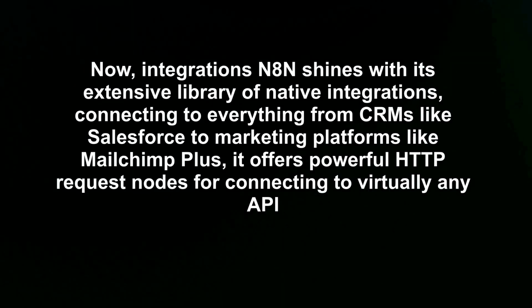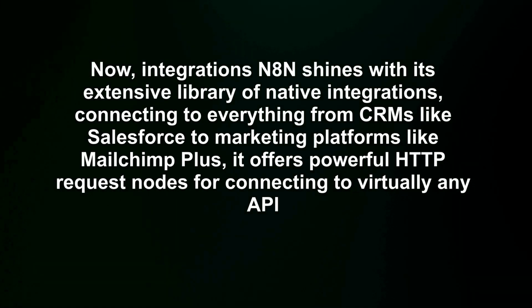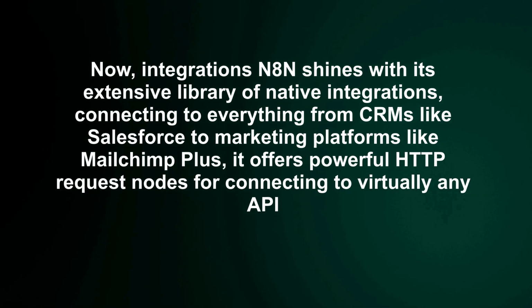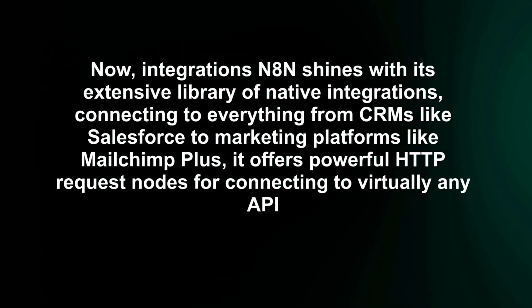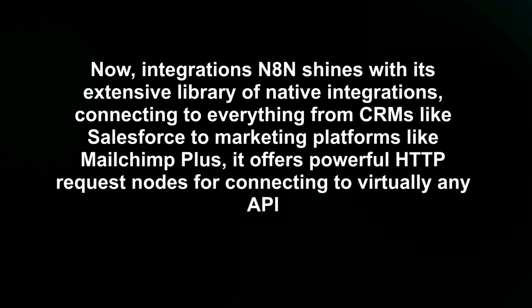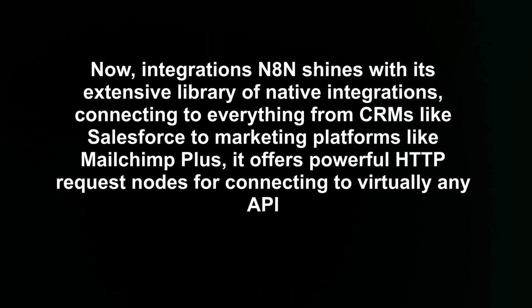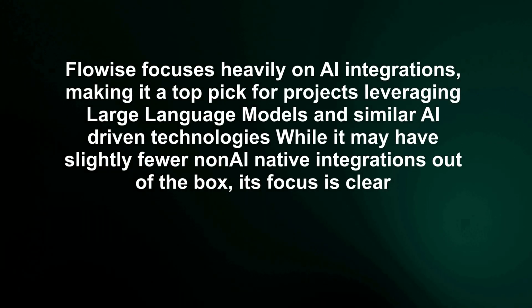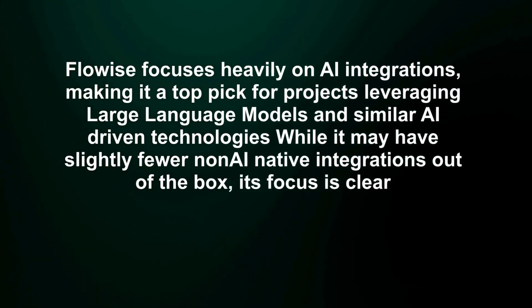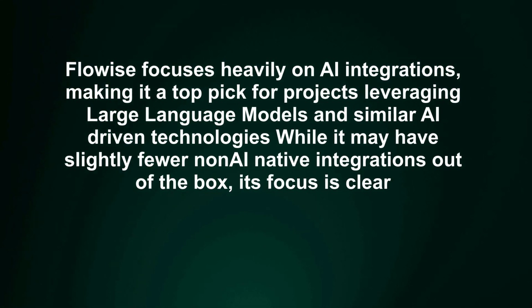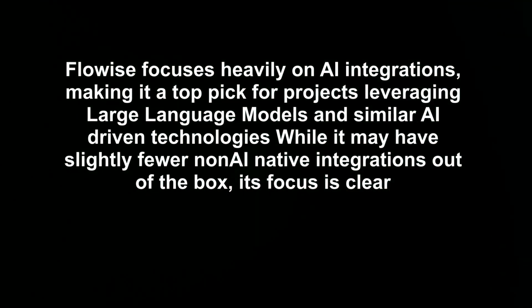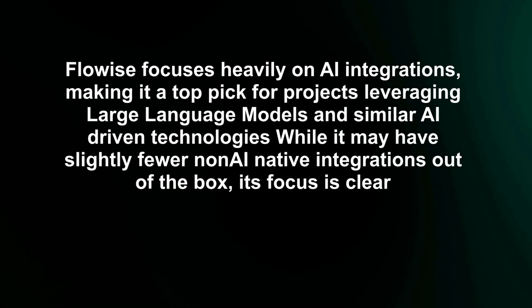Now, integrations. N8N shines with its extensive library of native integrations, connecting to everything from CRMs like Salesforce to marketing platforms like MailChimp. It offers powerful HTTP request nodes for connecting to virtually any API. Flowise focuses heavily on AI integrations, making it a top pick for projects leveraging large language models and similar AI-driven technologies. While it may have slightly fewer known native integrations out of the box, its focus is clear.